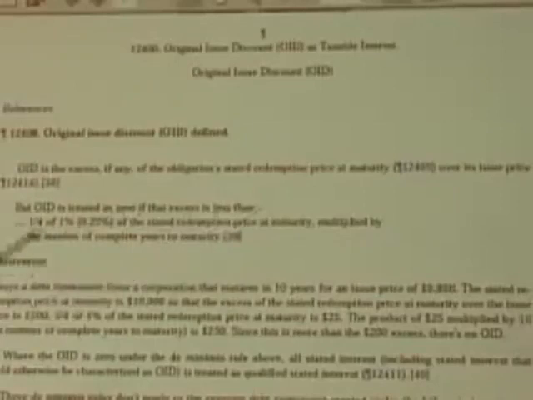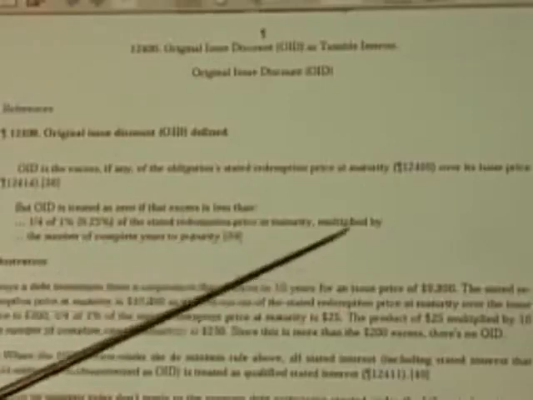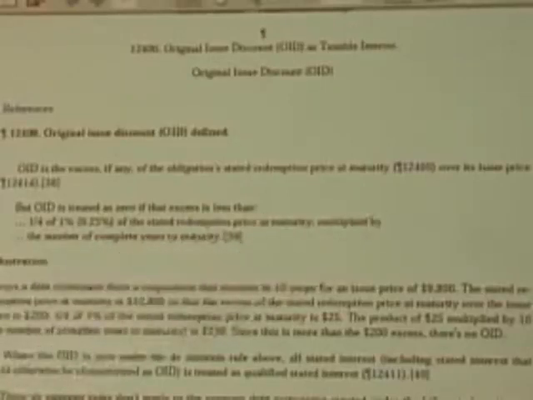124.08, original issue discount is defined. OID is the excess, if any, of the obligation's stated redemption price at maturity over its issue price. But OID is treated as zero if the excess is less than 0.25% of the stated redemption price at maturity multiplied by the number of complete years to maturity. All these banks are doing that. They're taking your checks, your canceled checks, and trading them. Because you're not reporting them as income. So that you get the return of the income for the use of your credit.